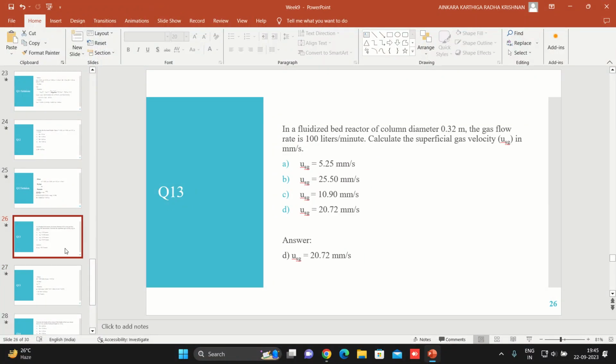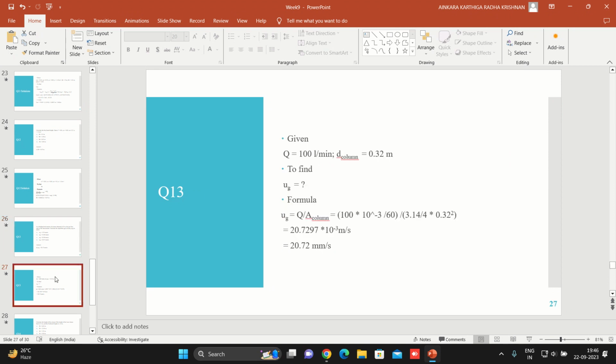I hope this is clear. What we have done in it is, given that in a fluidized bed reactor of column diameter 0.32 meter the gas flow rate is 100 liters per minute, which is nothing but Q. For converting, we are multiplying by 10 power minus 3 and dividing by 60 to get the unit as meter cube per second. And we need to find the superficial gas velocity USG in mm per second. So of all the options, 20.72 is matching with the one that we calculated.